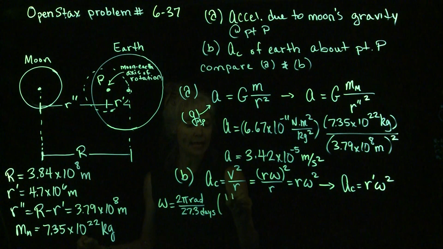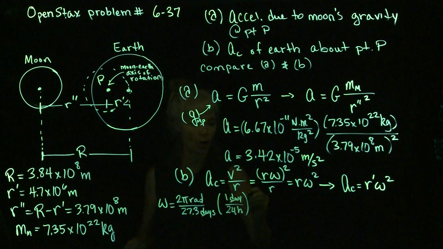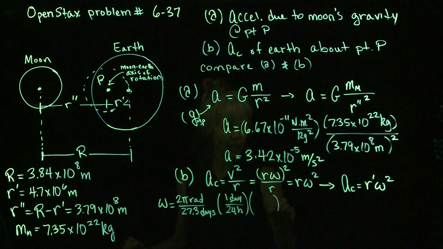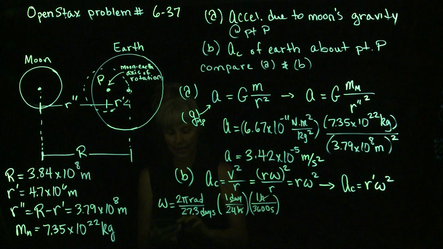So 1 day is the same as 24 hours. So notice that the days are going to cancel, and now I have radians per hour, and I want seconds, right? But I know that in 1 hour there are 3,600 seconds. And so now my hours cancel, and now I'm going to have omega in units of radians per second.